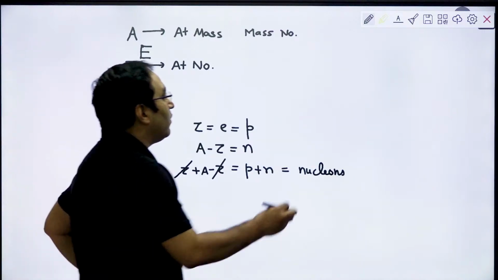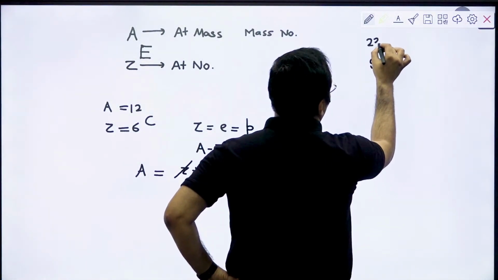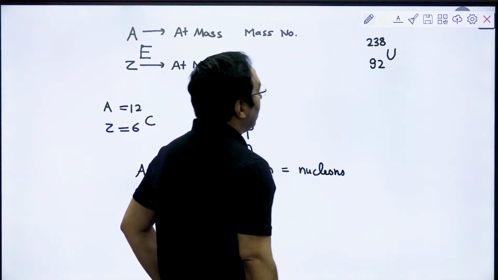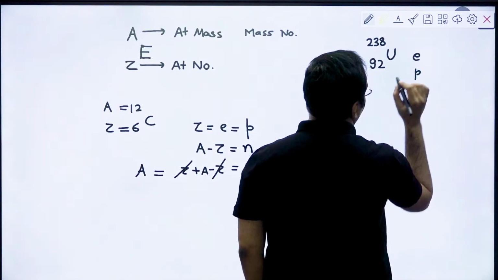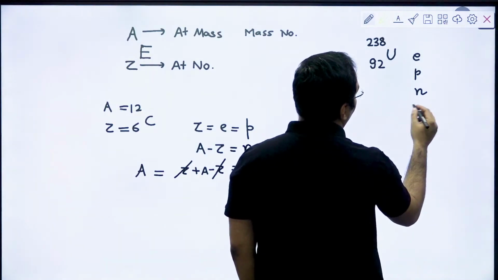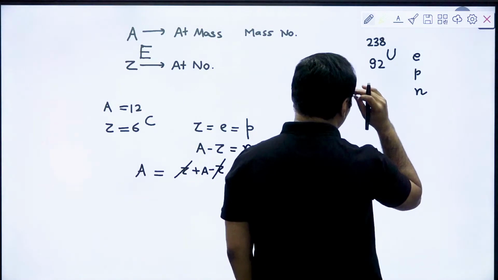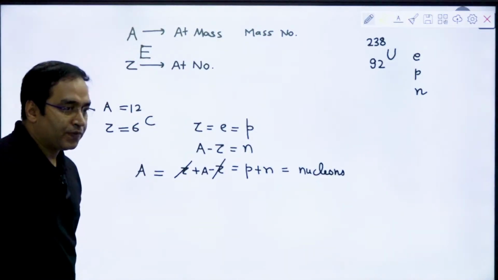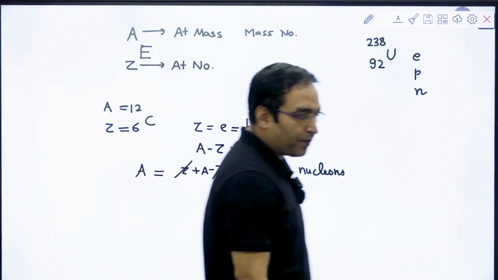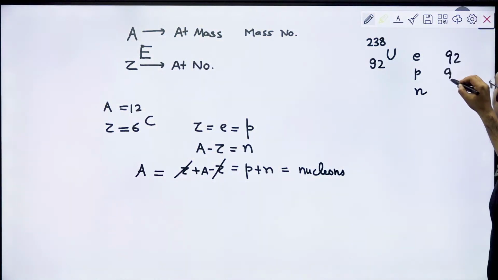So quickly solve one question. 92 uranium 238. Find out EPN for these values. Electrons, protons and neutrons कितने होंगे? So the answer should be 92, 92 and 146.